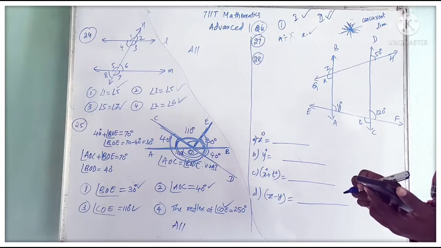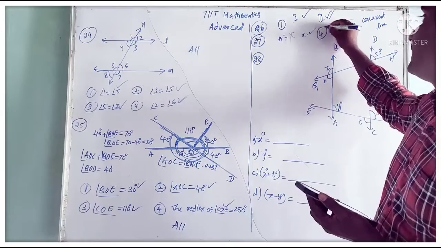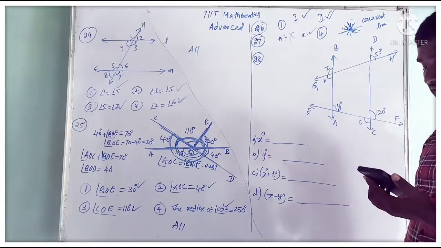Which is the correct option for that? Option 4 is the correct option: assertion false, reason is true.